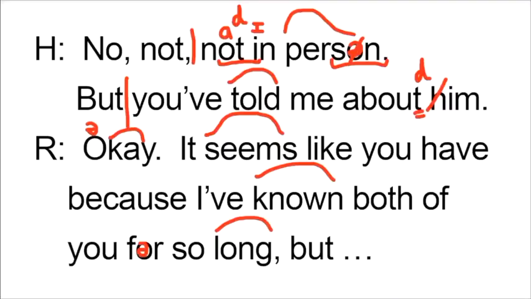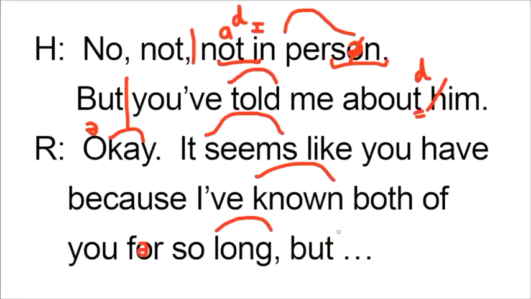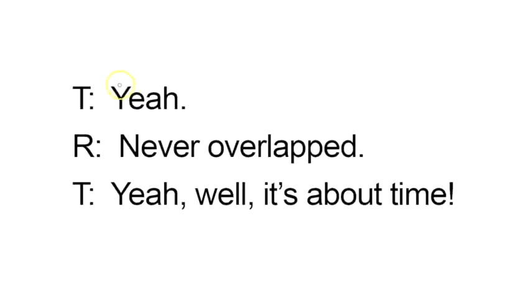How did I pronounce the T in but? For so long, but. It was the end of my thought. It was a stop T. But. I stopped the air. For so long, but. Yeah. Tom's interjection, Yeah, was stressed, with an up-down shape.